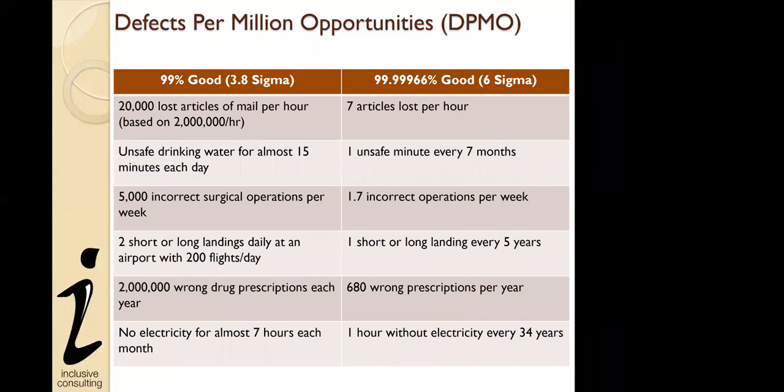So this is the drastic difference in improvement in your business processes, in improvement in the customer interaction, in improvement with the customer feedback and the quality of your products and services if you achieve Six Sigma level.